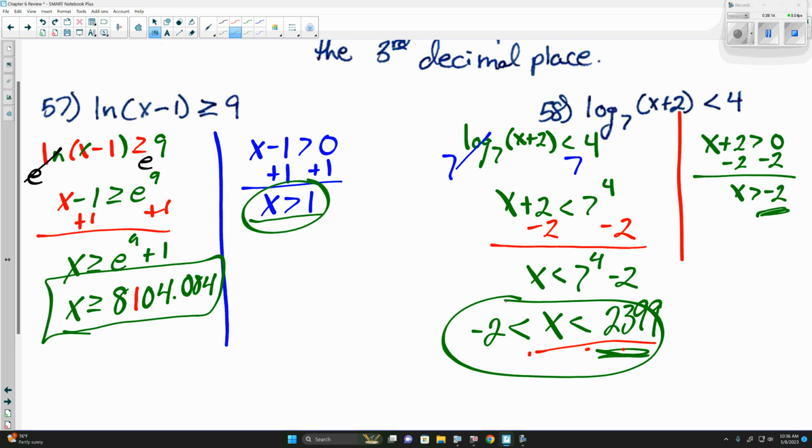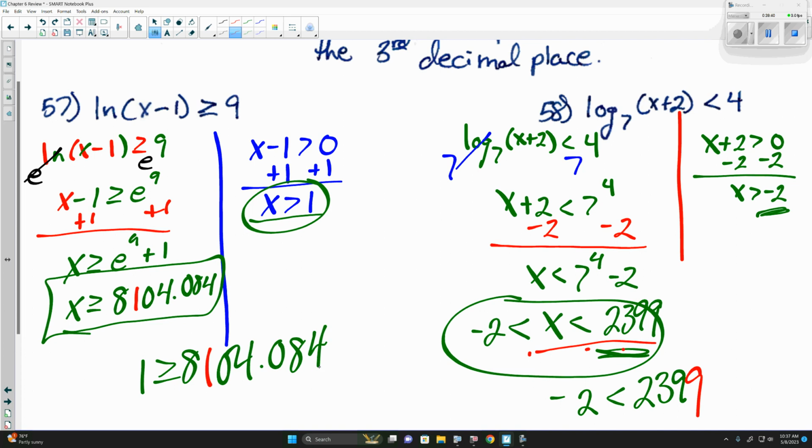As you're overthinking it, is negative 2 less than this number? Which one does the alligator want? Negative 2 or 2,399. Is this a true statement? Then we need the restriction. Is this a true statement? So we don't need it. Okay.